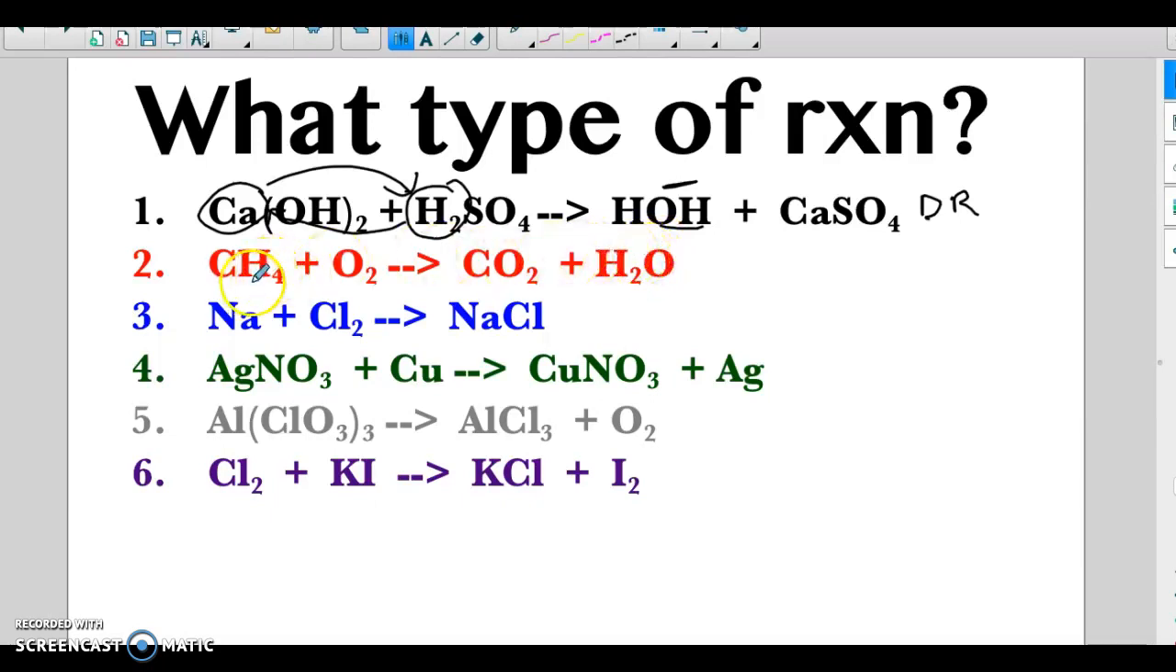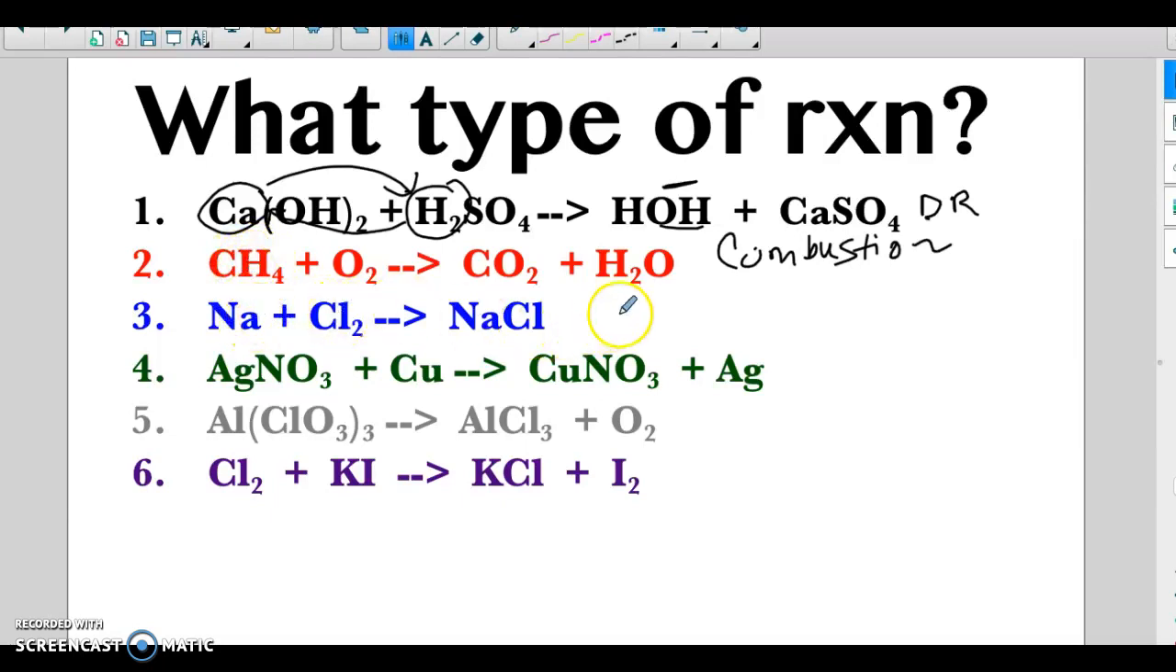Over here, this is a combustion reaction. How do I know that? I know because I have a hydrocarbon, something that has carbon and hydrogen, reacting with oxygen, makes carbon dioxide and water. So these three things are always going to be there. This will always be a hydrocarbon.